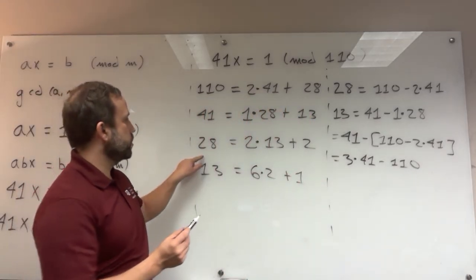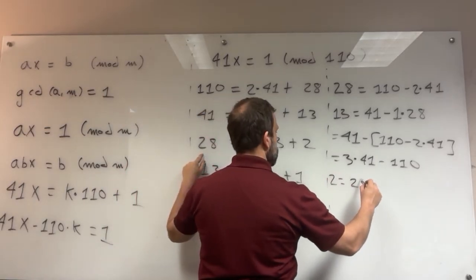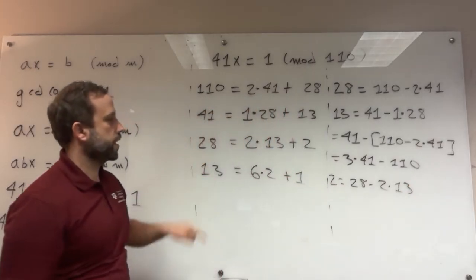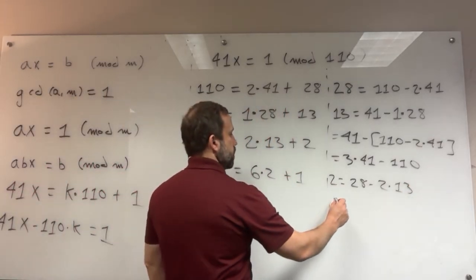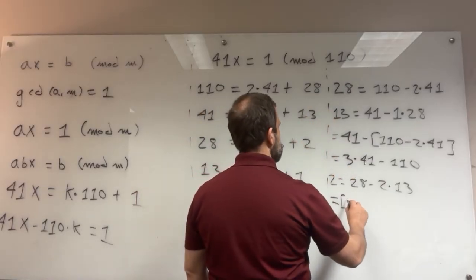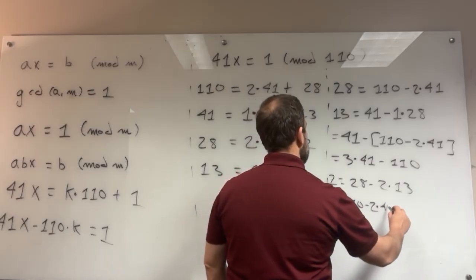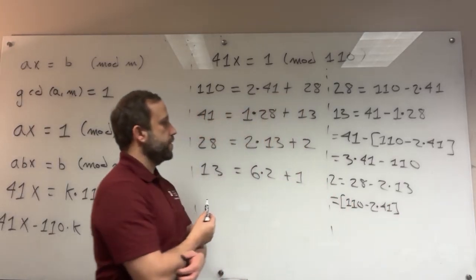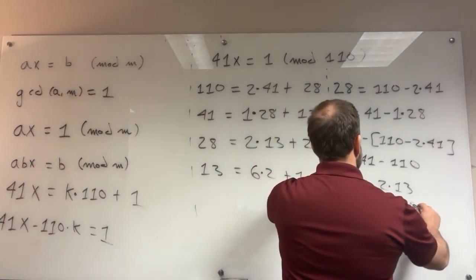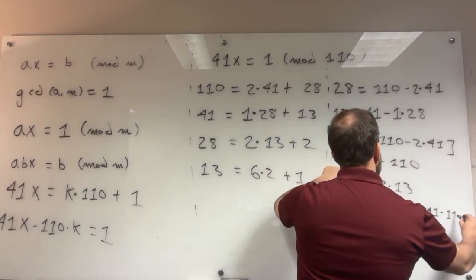If I come down here and look at 2 is equal to 28 minus 2 times 13. Okay, so what do you got going on here? 28 is 110 minus 2 times 41. So this is 110 minus 2 times 41. And then it's going to be minus 2 times 13, which is what I have here. Minus 2 times 13, which is 3 times 41, minus 110.